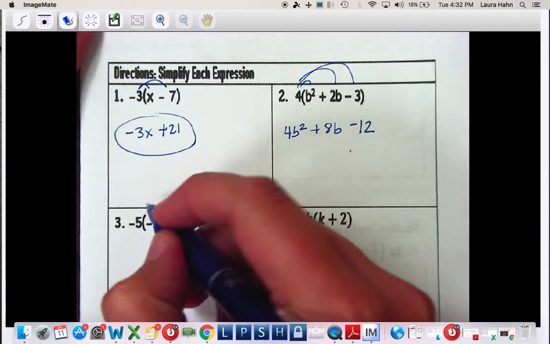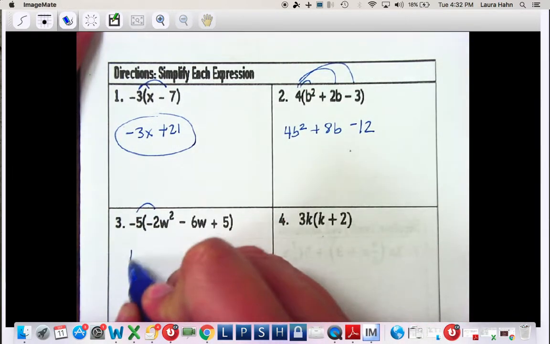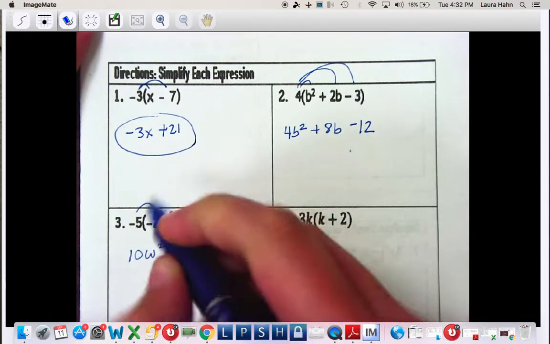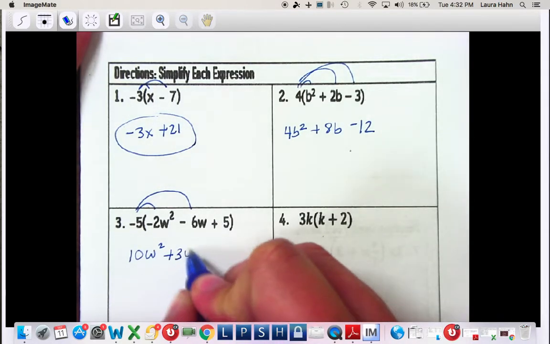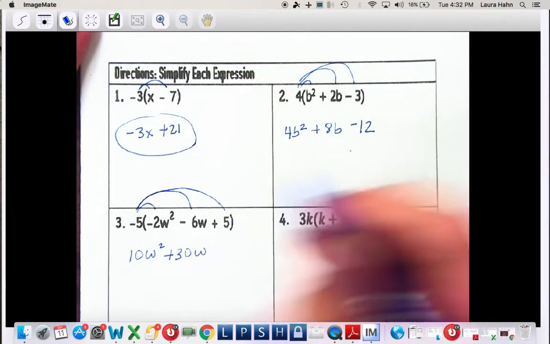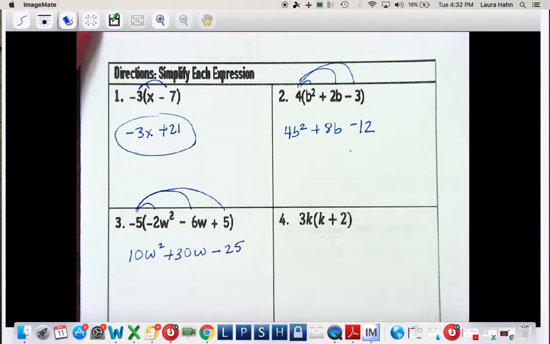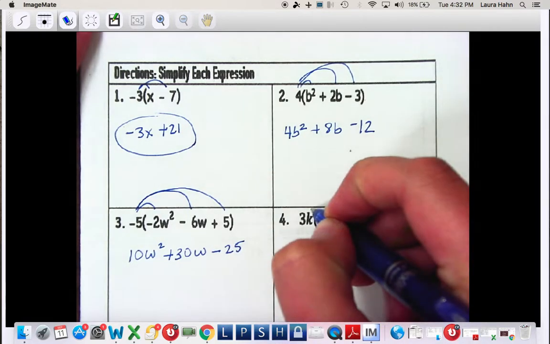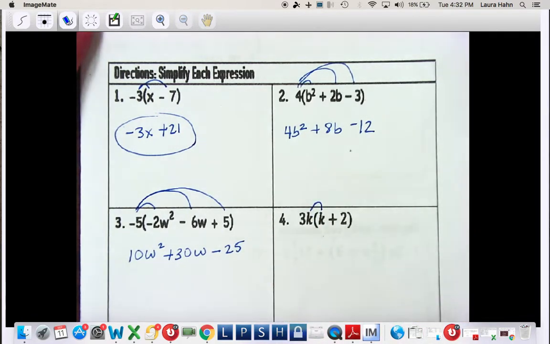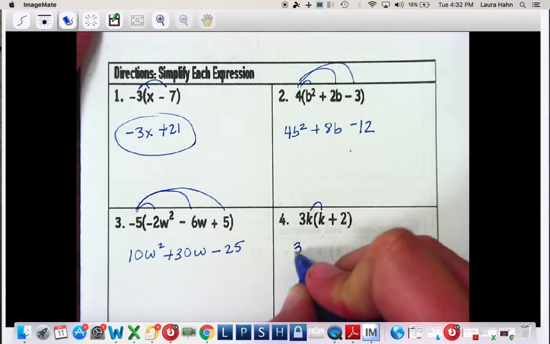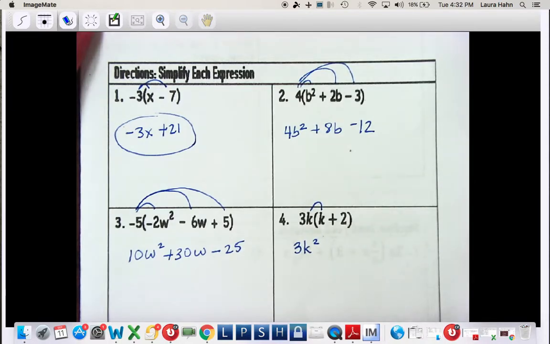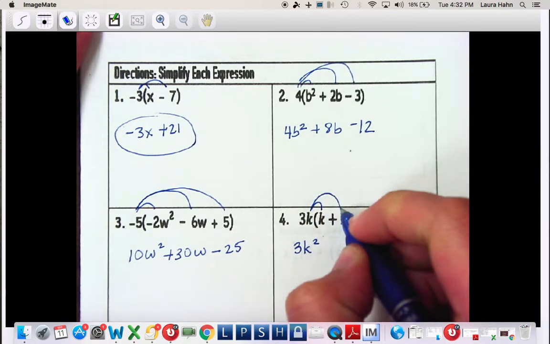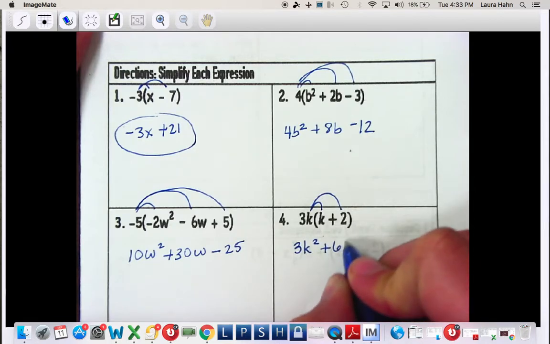On 3, negative 5 times negative 2w is 10w squared. Take it to the middle. It's going to give you a positive 30w. And the last one's going to give you a negative 25. All right. On 4, 3k times k. So I have my 3. Remember, k times k is k squared. All right, take it to the last one. 3k times 2 is a positive 6k.